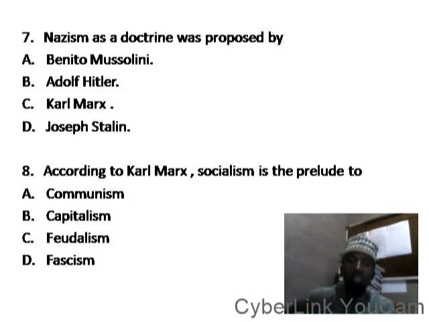So the word prelude means to introduce. So socialism introduced communism. It's like a stage. The first stage is socialism. The second stage, after you have already gotten the first stage, is to move to the second stage, which is communism. So the correct answer is communism, propounded by a single theorist, which is Karl Marx.